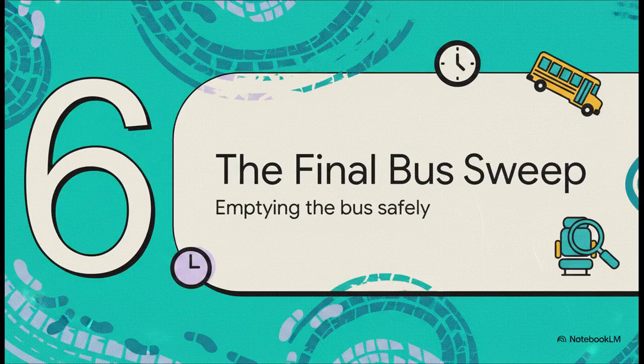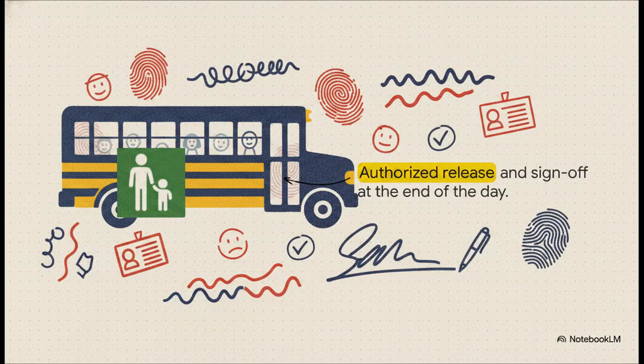And finally, we've arrived at section 6, the final bus sweep. At the end of the day, an authorized release requires really careful name-to-face checks all over again. You aren't just letting kids hop off the bus. You've got to get a physical signature from a verified adult, a family member, or authorized program staff before that child officially leaves your care.